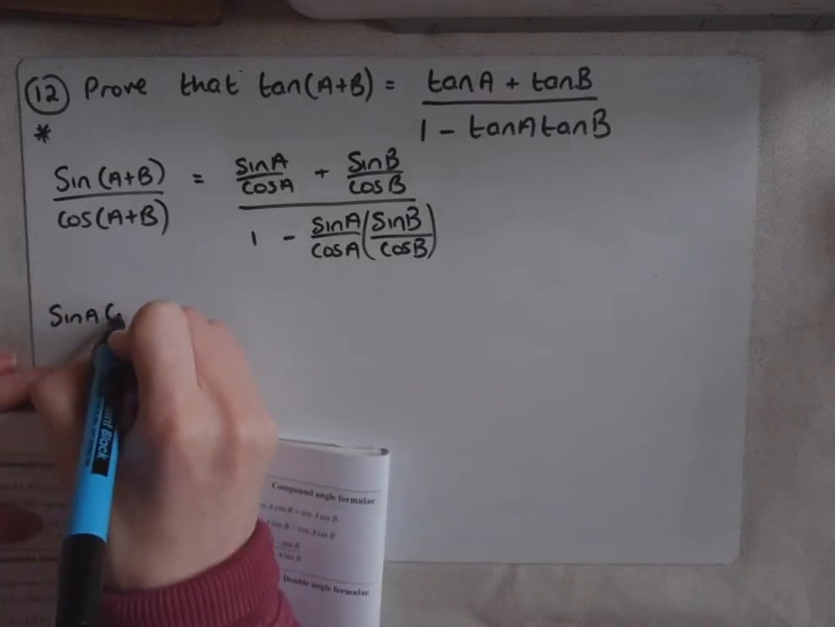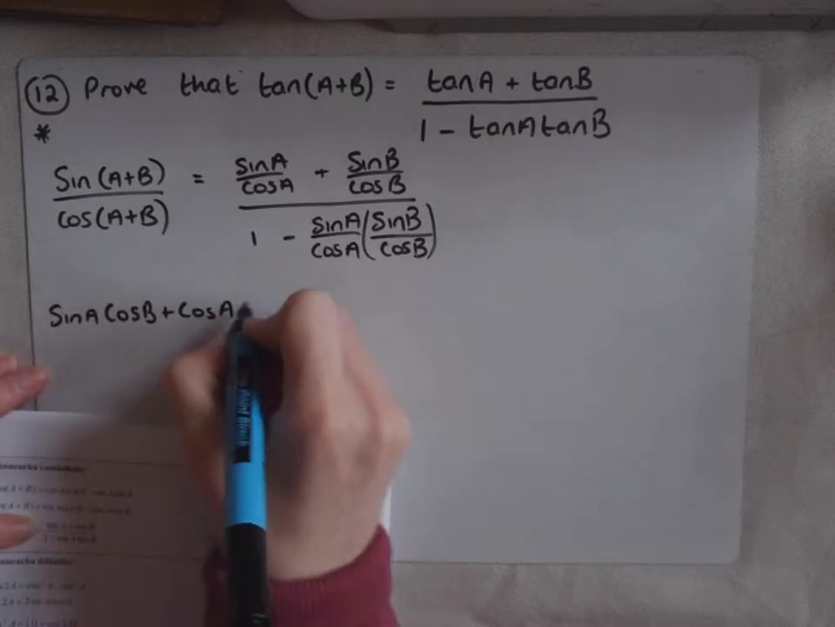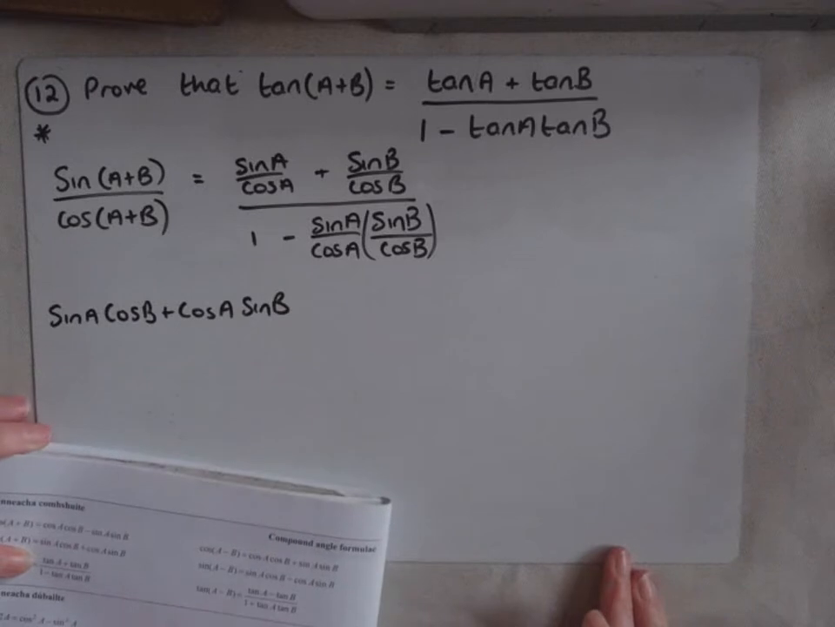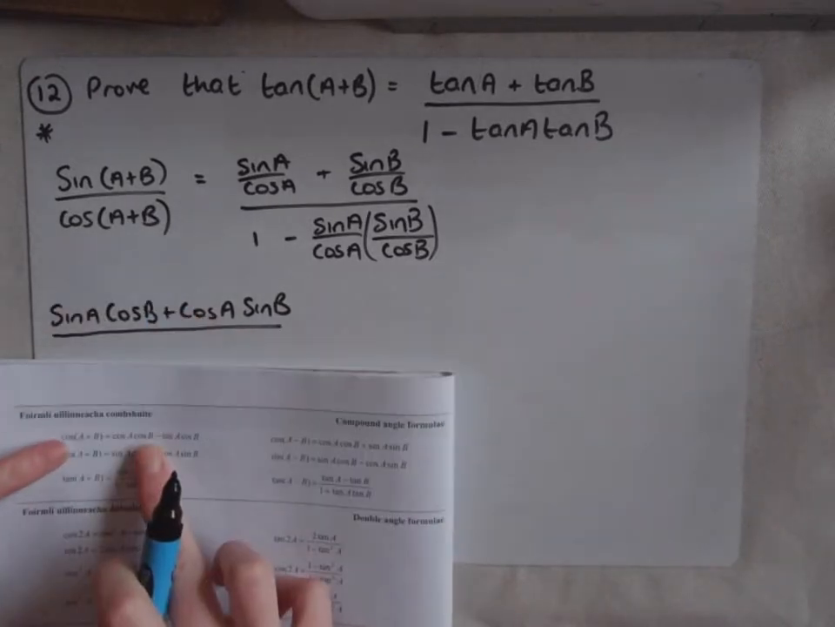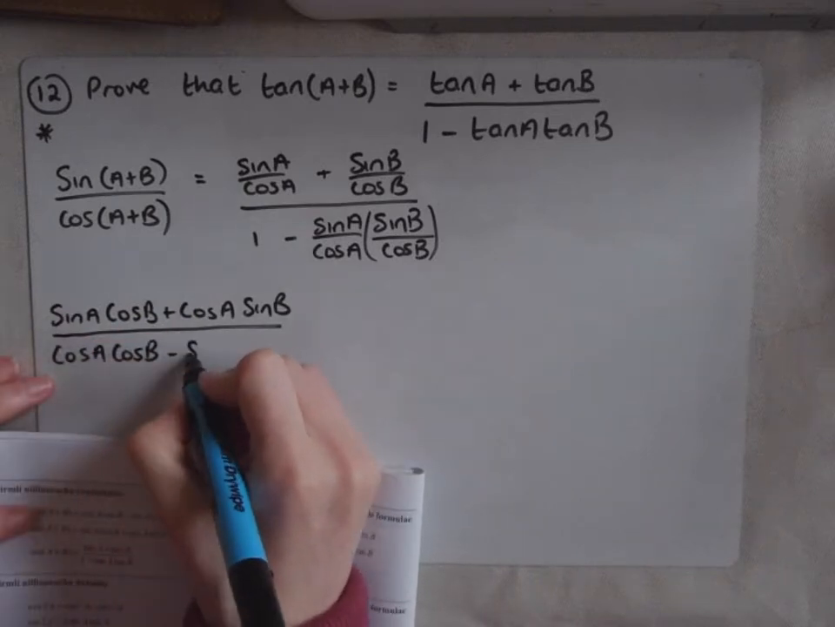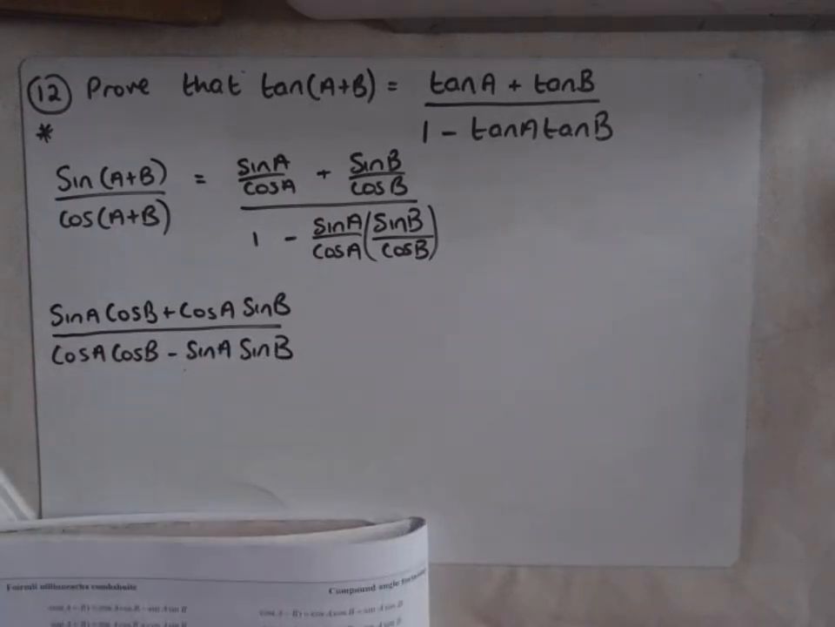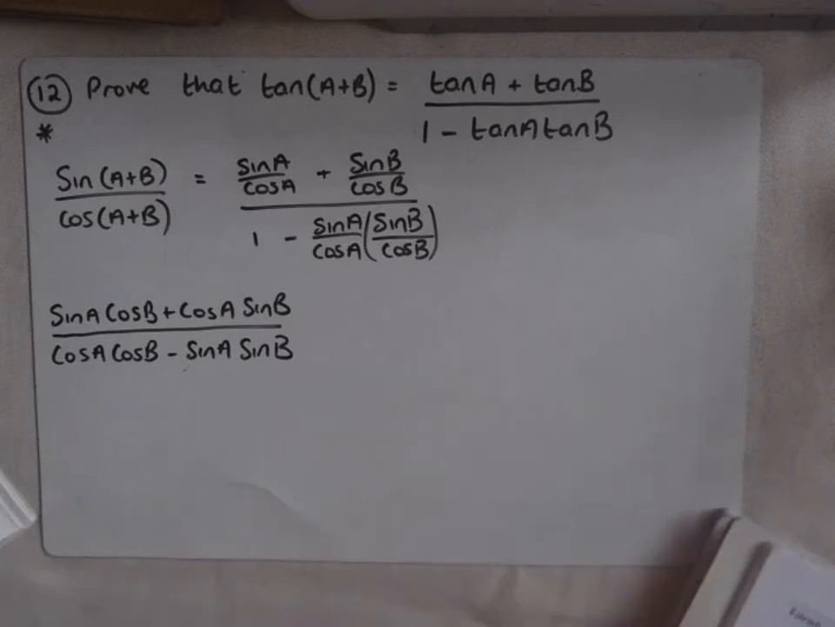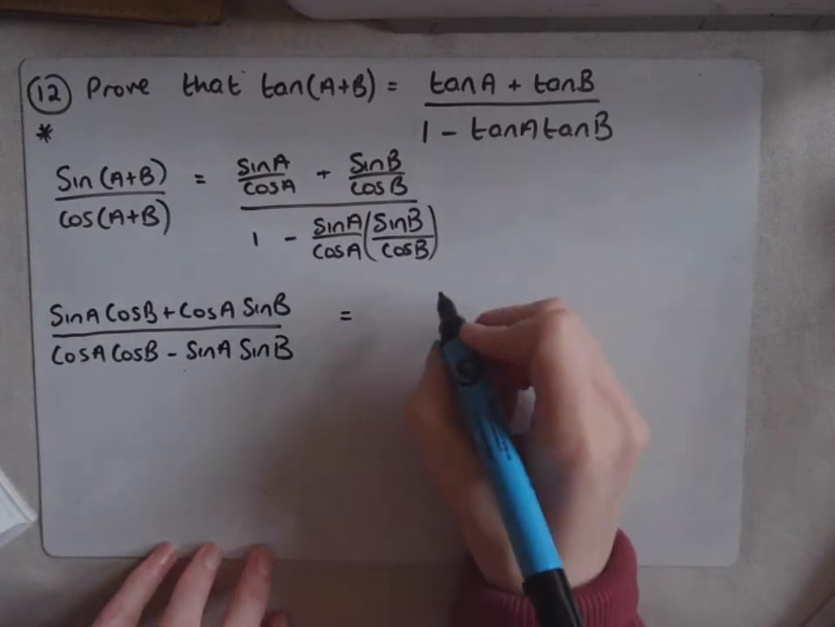Sine A cos B plus cos A sine B. Okay, and instead of cos of A plus B, we've just proved it, we're putting in this. Okay, cos A cos B minus sine A sine B, and that's equal to this on the right.